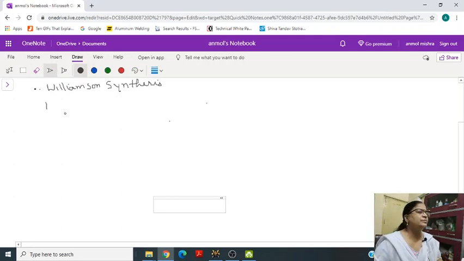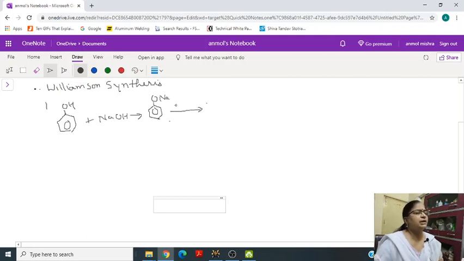Now phenol reacts with sodium or sodium hydroxide. It forms sodium phenoxide. Now this sodium phenoxide reacts with alkyl halide. It forms alkyl aryl ether.